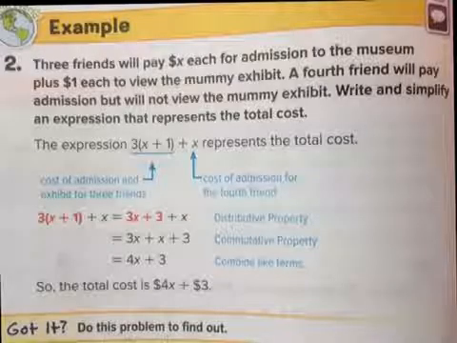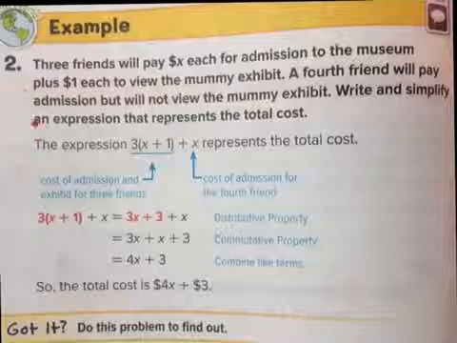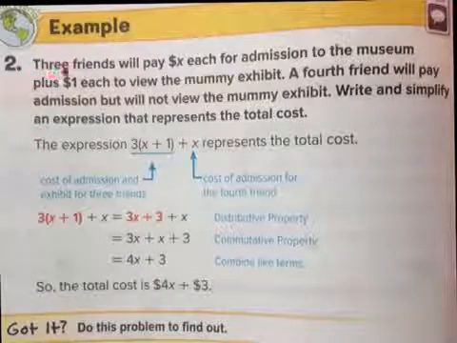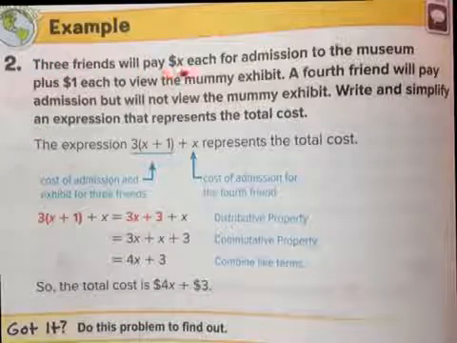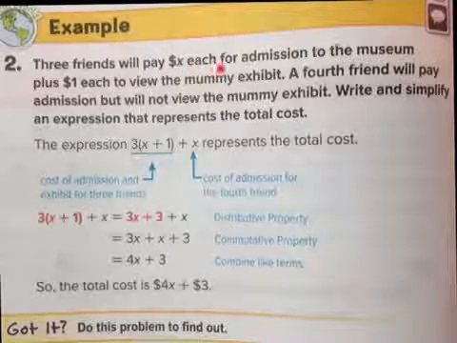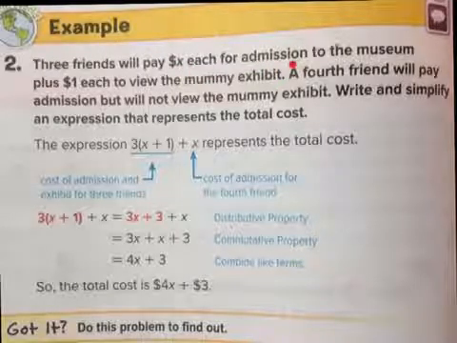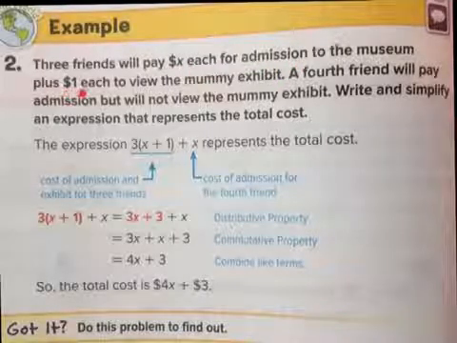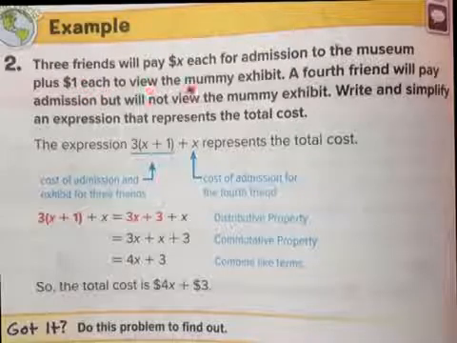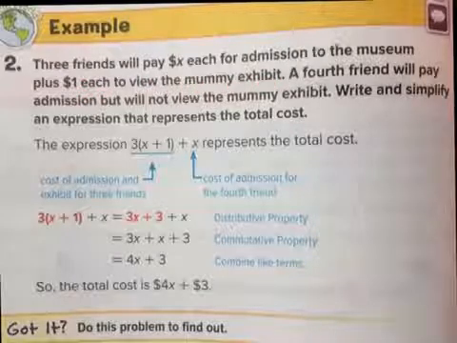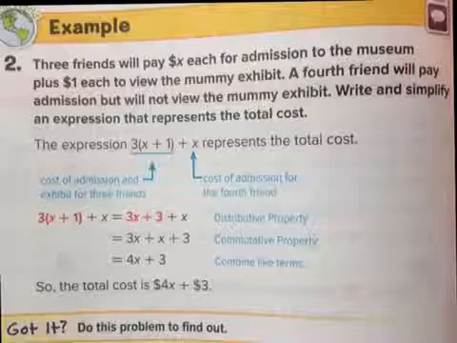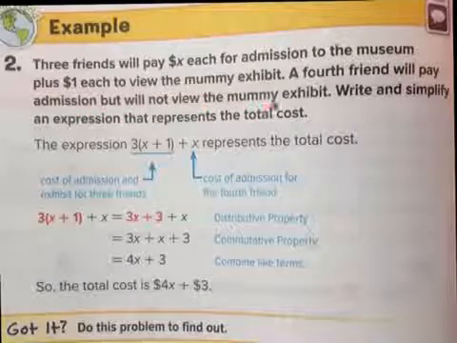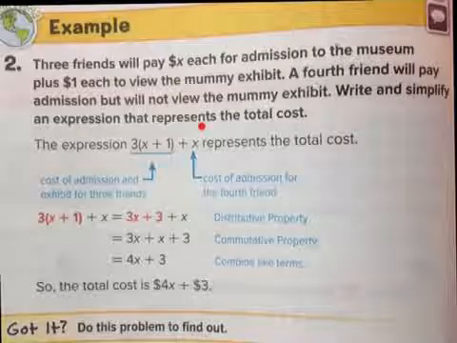Okay, now we have to write an algebraic expression for a real-world scenario. 3 friends, you have 3 of them, will pay x amount of dollars each for admission to go in to a museum, plus $1 each to view the mummy exhibit. A 4th friend will pay the admission but will not view the mummy exhibit. Write and simplify an expression that represents the total cost.